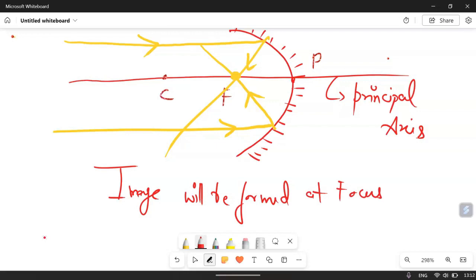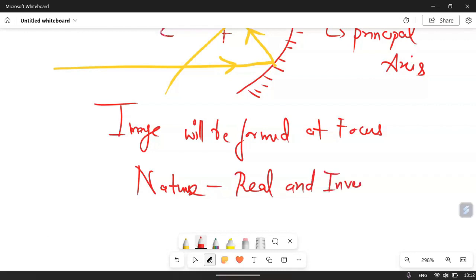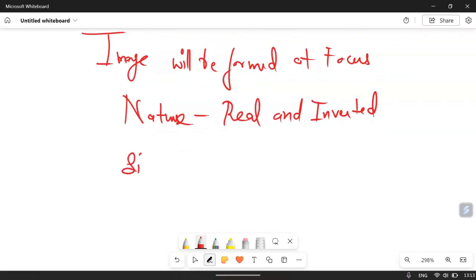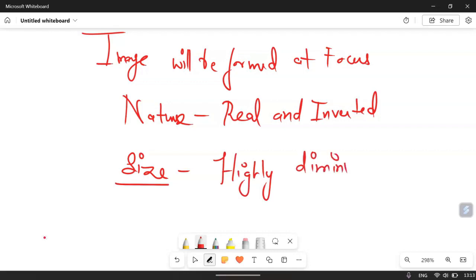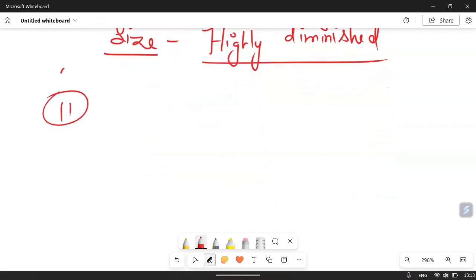If I ask you about the nature of the image, what will be the nature? Since the light rays are actually meeting, the nature of the image is real and inverted. And if I ask you about the size, since we can see very small images forming, we can say highly diminished or very small size. Diminished means very, very small.